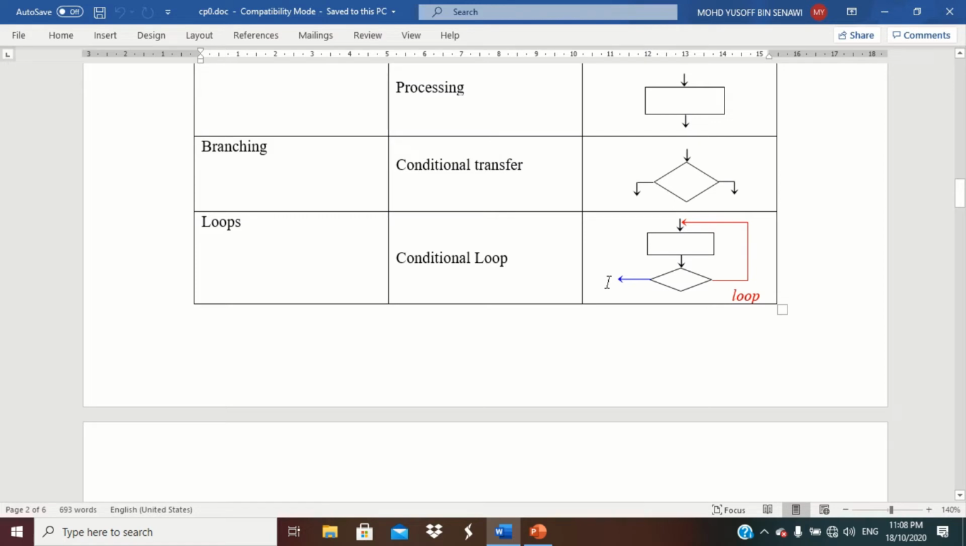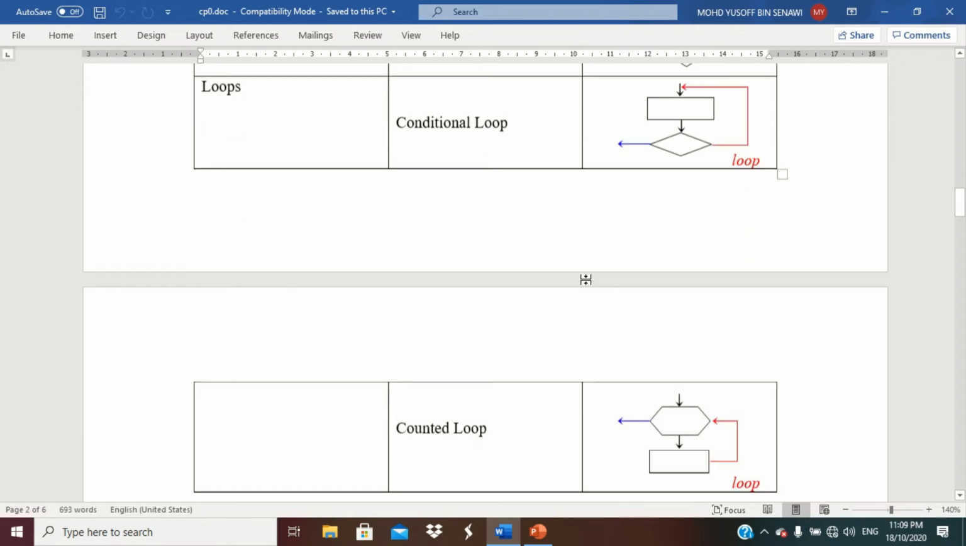For looping operation, we have conditional loop and counted loop. First, look at the conditional loop. This is the basic flowchart for conditional looping. The loop continues as long as the condition here is true. Once this condition is false, exit the loop.